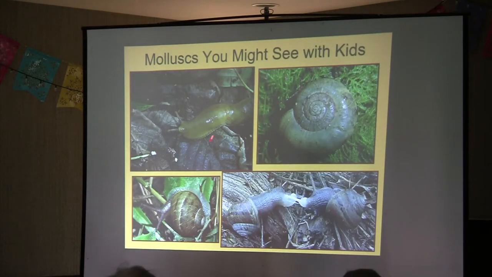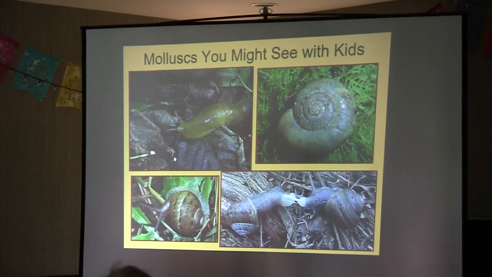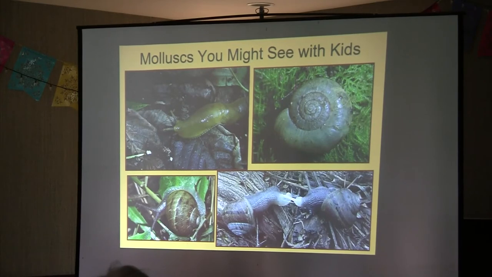These are some of the mollusks that you might see with kids. Both of these were from the Bouverie Preserve. They're actually a native snail. And here's the banana slug, of course, and here's the non-native Helix that was brought in for escargot that we see all over the place now.